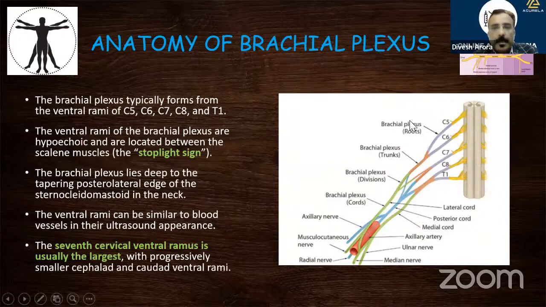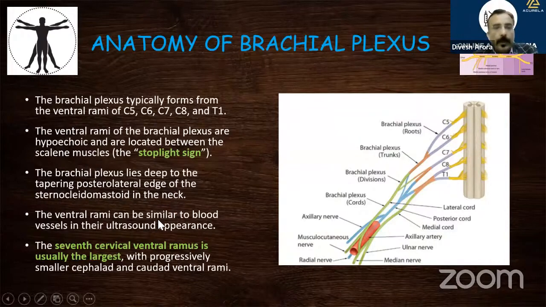The brachial plexus, as we know, is formed by the fusion of ventral rami of C5, 6, 7, 8 and T1. And in the interscalene groove, we get a hypoechoic picture located between the two scalene muscles, which is also reported in literature as a traffic light signal, snowman signal, or stoplight sign. The brachial plexus is situated deep to the posterolateral edge of the sternocleidomastoid in the neck in the interscalene region.